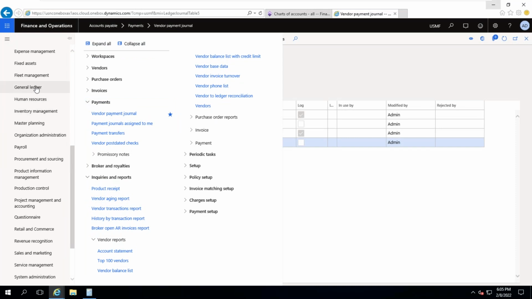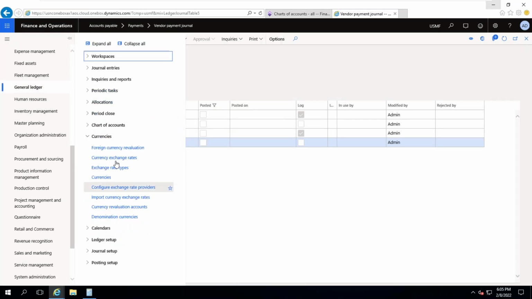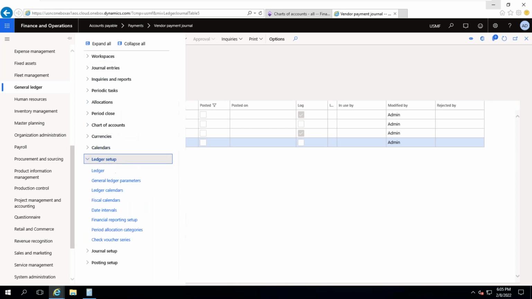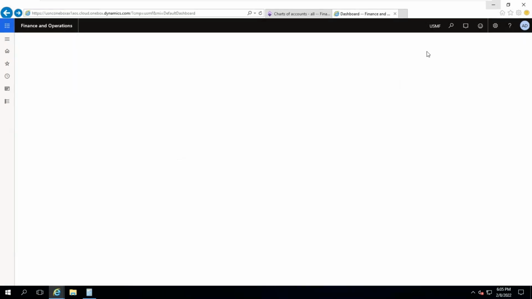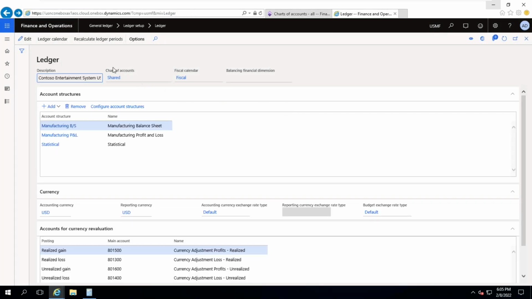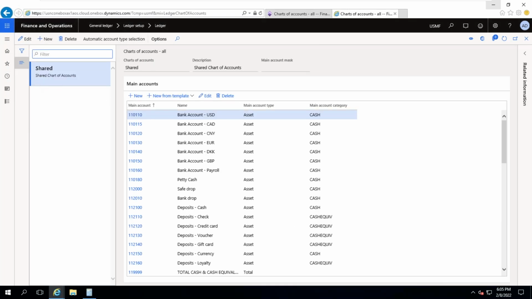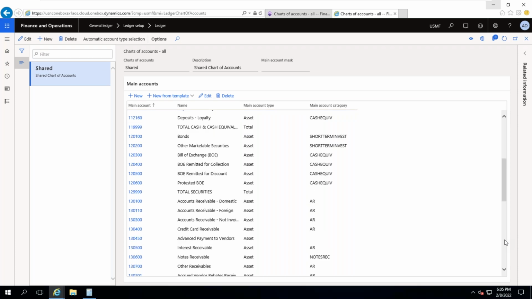So general ledger, ledger setup, ledger. In this USMF company, this is the chart of accounts used. So in this, 130-100 is accounts receivable, domestic, and another one, 130-100-110, is accounts receivable, foreign.